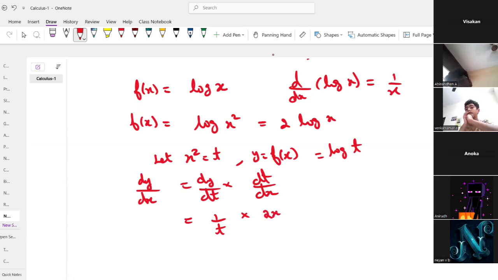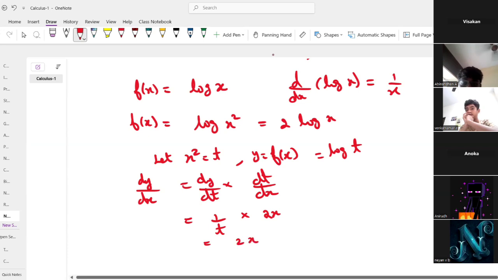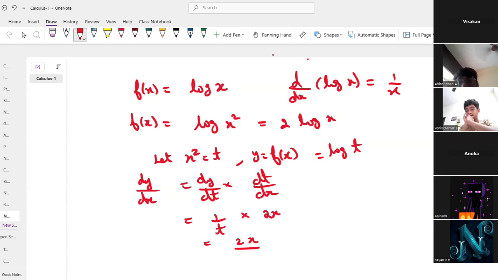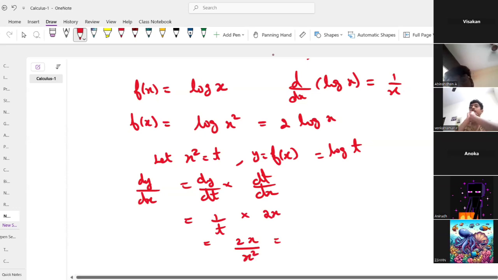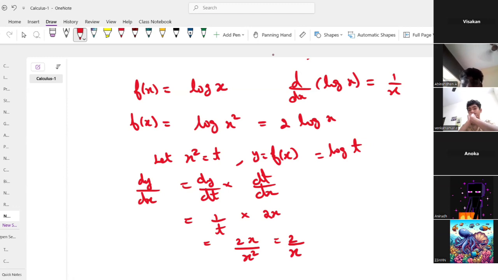2x, right? Because differentiation of x power n will come as n times x power n minus 1. So 2x. So 2x by t is there, but what have I assumed for t? x square. So it becomes 2 by x. Wasn't it much more direct when I applied the logarithmic property? And if I had gone for the differentiation route, f dash of x, I got 2 times differentiation of log x, which is 1 by x, so 2 by x.